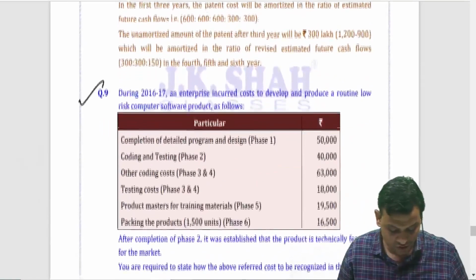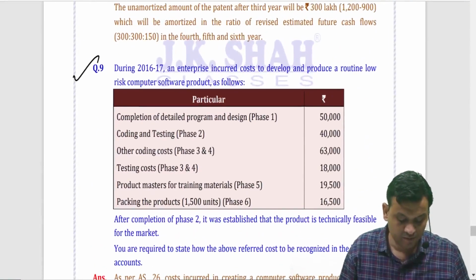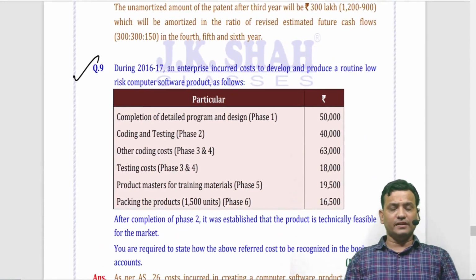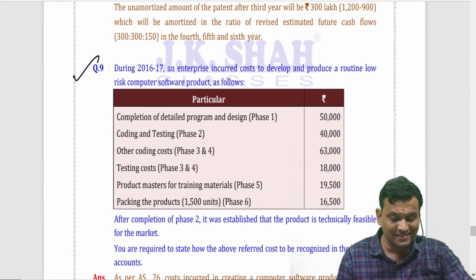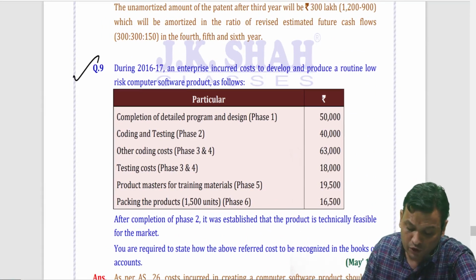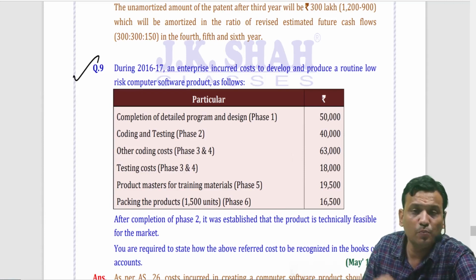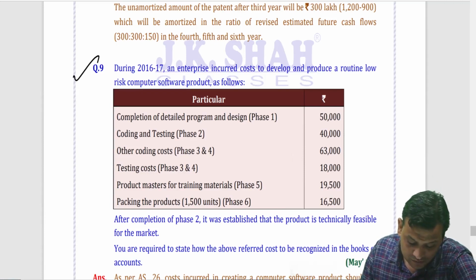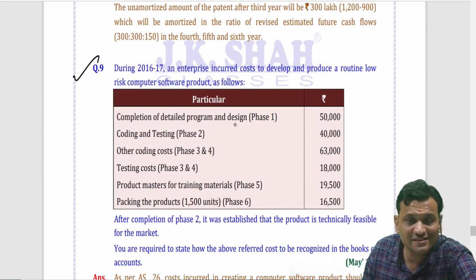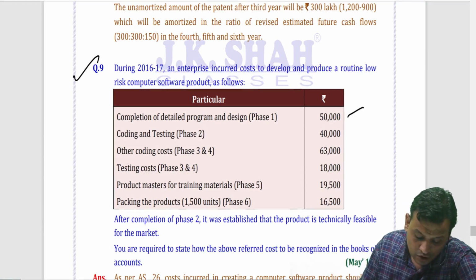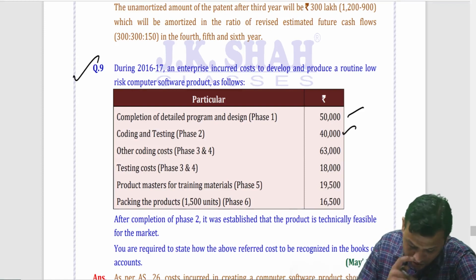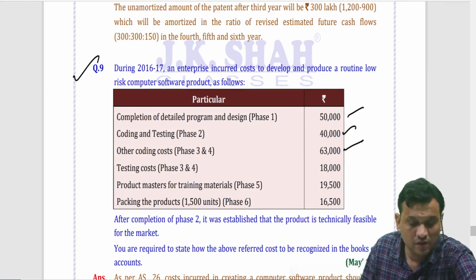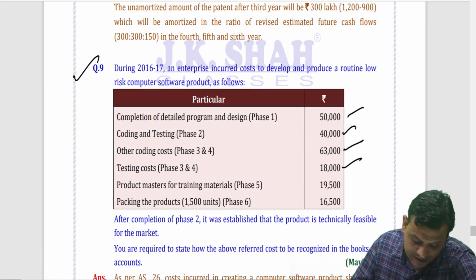Question number 9 is a good question. Yes, my friends. During 16-17, the enterprise incurred a cost to develop and produce a routine low-risk computer software as follows. Completion of a detailed program and design, phase 1, 50,000. Coding and testing, phase 2, 40,000. Other coding cost 63,000, that is phase 3 and 4. Testing cost, phase 3 and 4, 18,000. Product masters for training material, phase 5. And packing the product, phase 6.